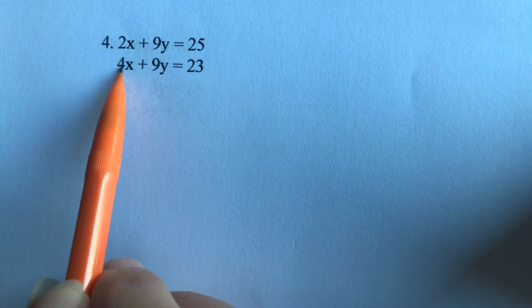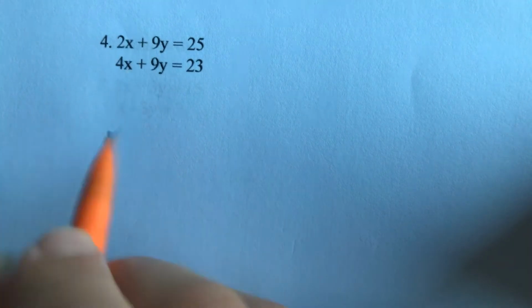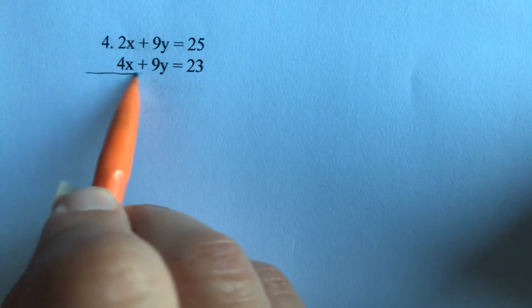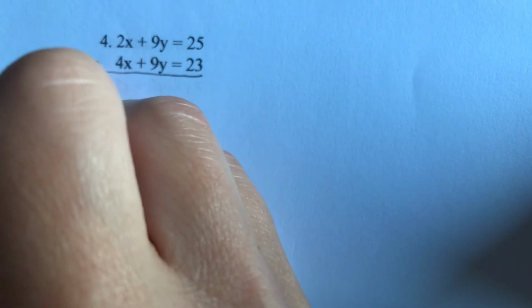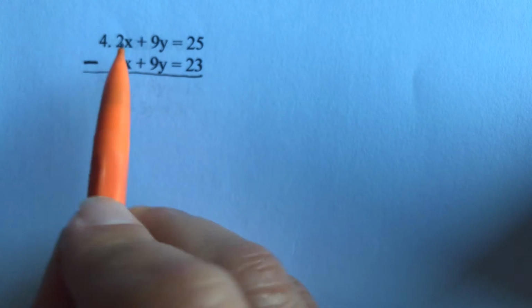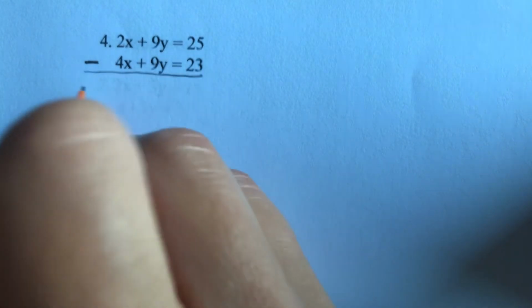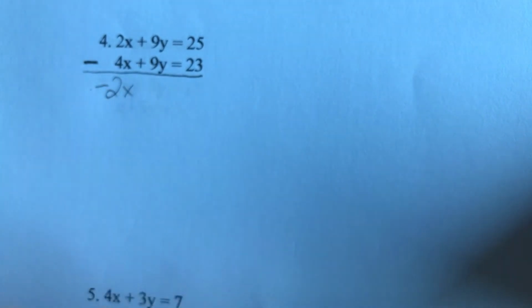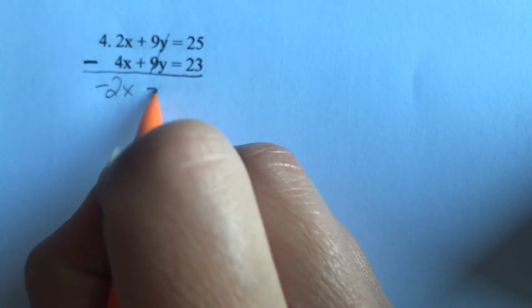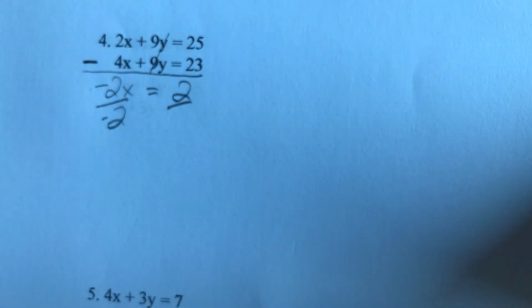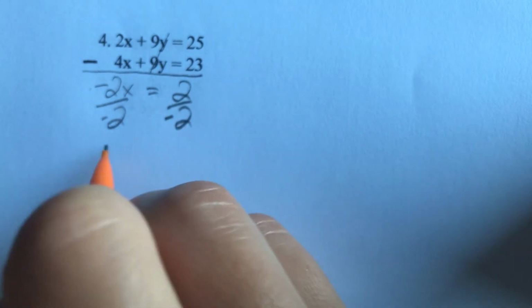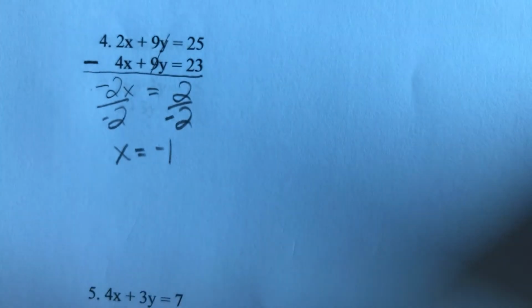4 and 2, obviously not the same number. 9 and 9, all right. Both are positive. 9 plus 9 is not 0. So we have to do 9 minus 9. So we're subtracting everything. So 2 minus 4 is negative 2. 9 minus 9 is 0. 25 minus 23 is 2. Divide each side by 2, negative 2. x equals negative 1.